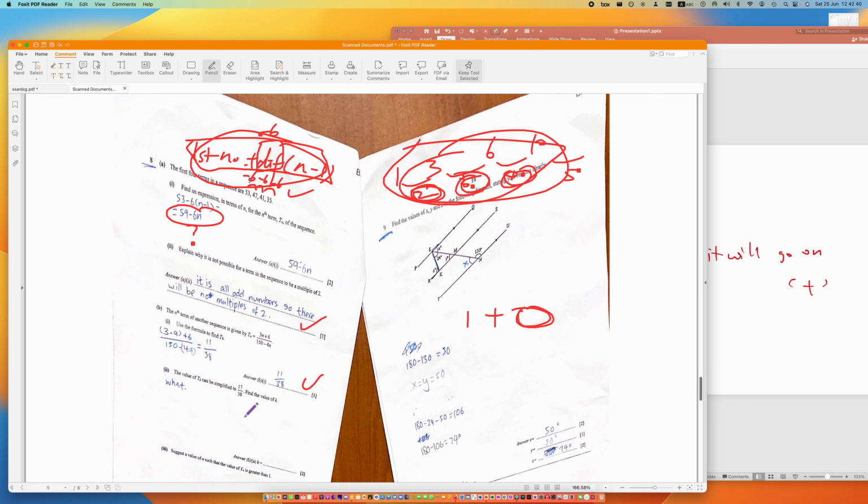Then how to find this? I don't know. What's T and K? Oh, so can you see Tk here? Can you see Tn here? Okay, if you have Tn, Tn is equal to 3n plus 6 over 150 minus 4n, right? So if Tk, then you replace the n with k.